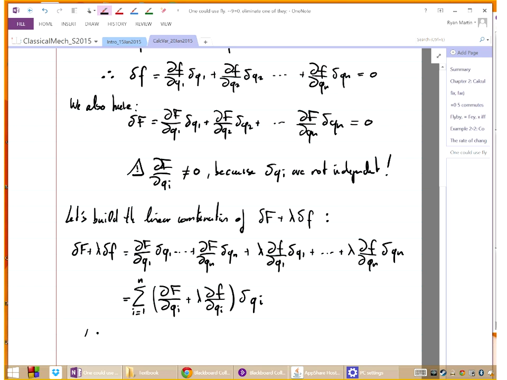So far, lambda is an arbitrary number. All we did is we said 0 plus lambda times 0 is still 0.